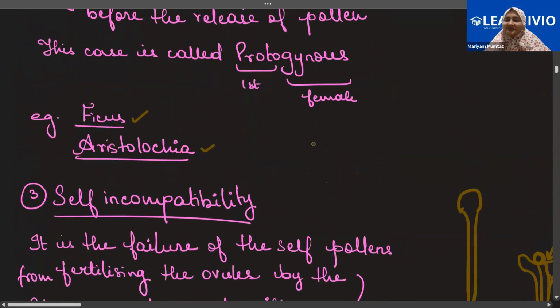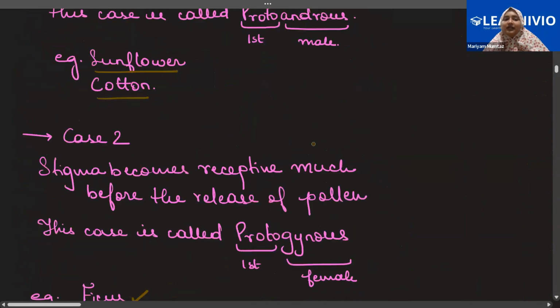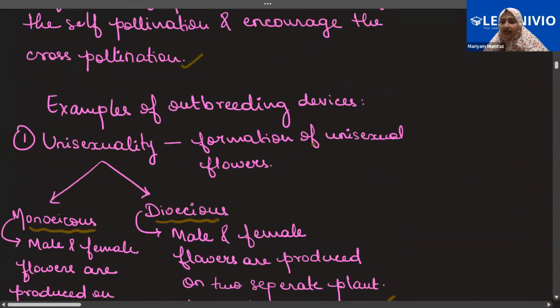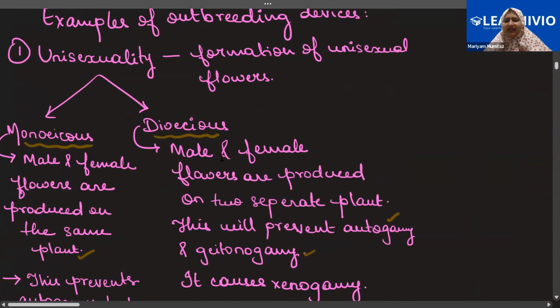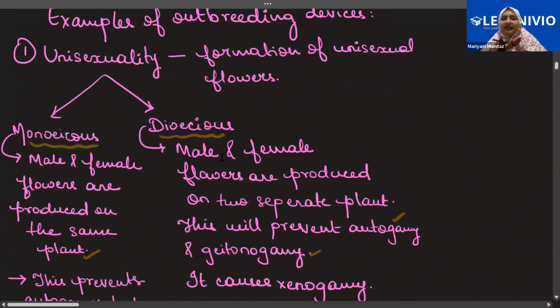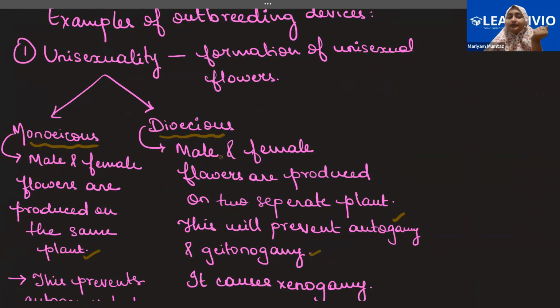Can you explain the first one? Which one? The Unisexuality? Yeah. Okay, yes, I can explain. Why are you scared? You ask me to explain it 10 times, I'll explain it 10 times. Okay. Unisexuality.